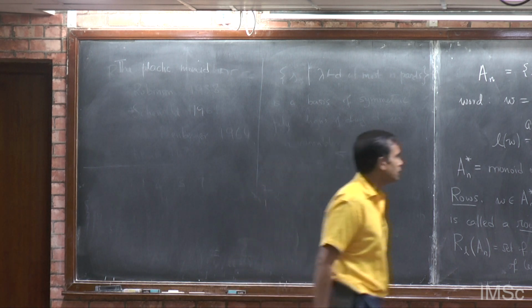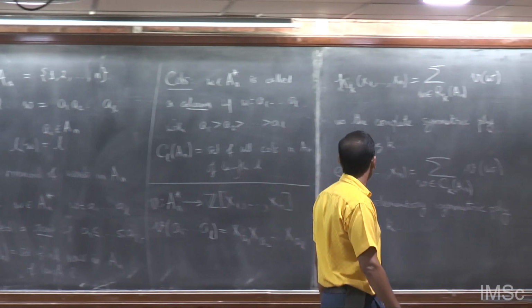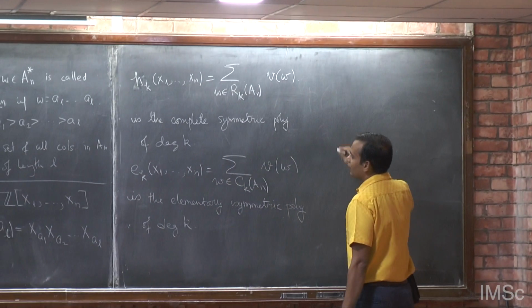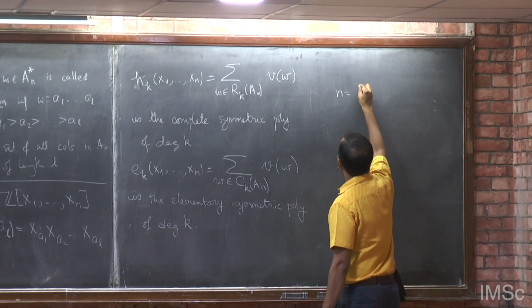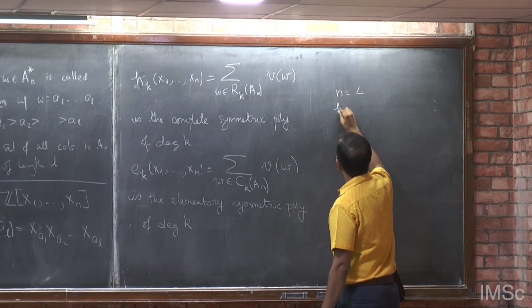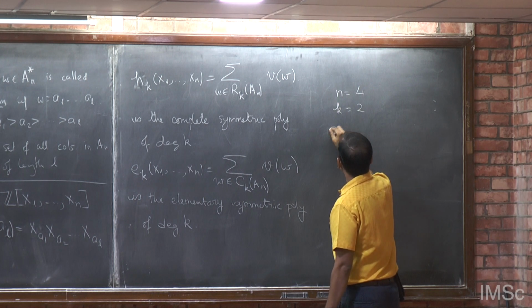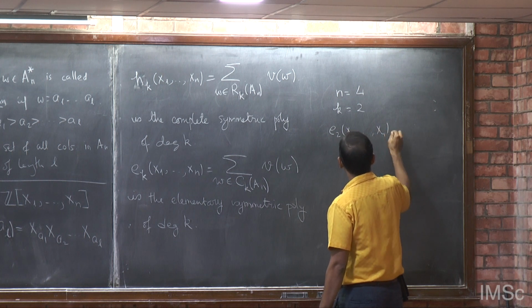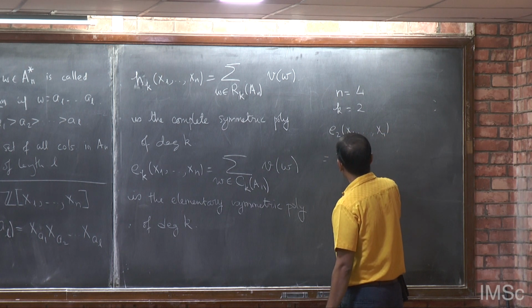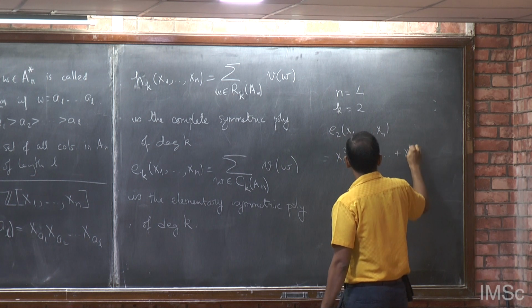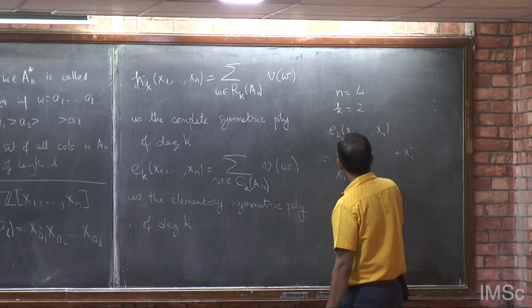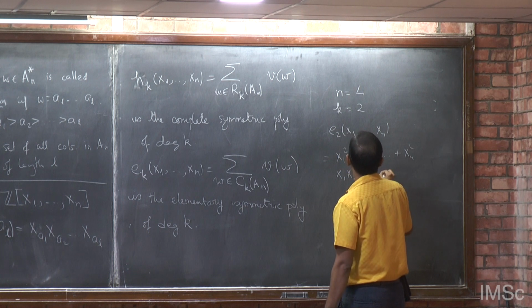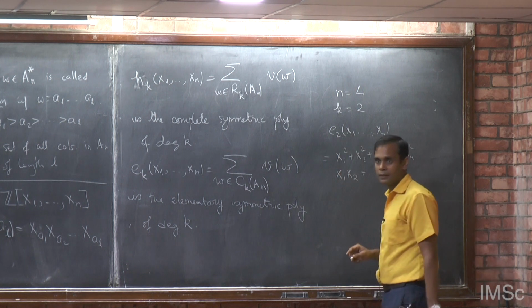So, let us just look at an example. Let us look at n equals 4 and k equals 2. So H2 of x1, x2, x3, x4 will have a lot of terms. It will have x1 squared plus x2 squared, x4 squared. Then it will have things like x1 x2 and so on.